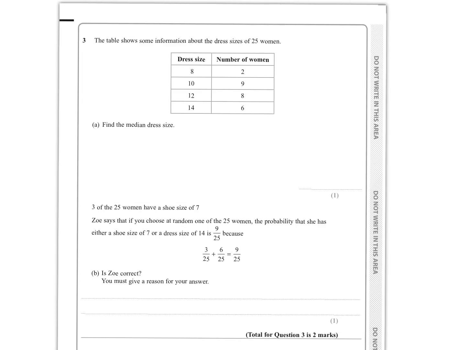Question 3. The table shows some information about the dress sizes of 25 women. We've got to find the median dress size. So if there's 25 women, then it's like having 12 on one side of the median, 12 on the other. So that's 24, and then it's the one in the middle. So by the time you get to this one, you've counted 12 and one more. So we've got to count to the 13th. So cumulatively we'd have 2, 2 and 9, that's 11 so far. So the 13th woman will be in here, and so the median dress size would be 12.